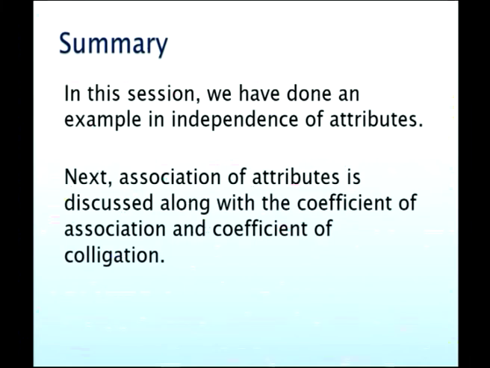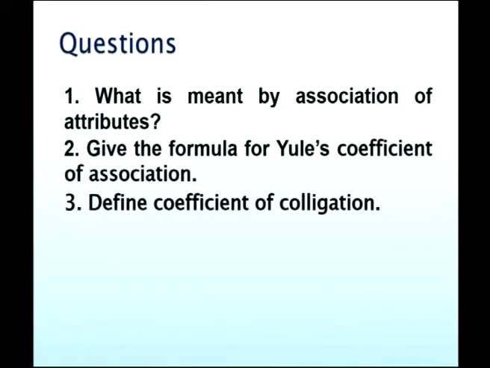A summary: in this session we have done an example in independence of attributes. Also, the association of attributes is discussed along with the coefficient of association and coefficient of colligation. In this session we have also discussed the notations AB naught and delta. We have worked an example on delta, and we derived a formula for delta also. Based on this, these questions are frequently asked: what is meant by association of attributes? Give the formula for Yule's coefficient of association. Define coefficient of colligation. Thank you.